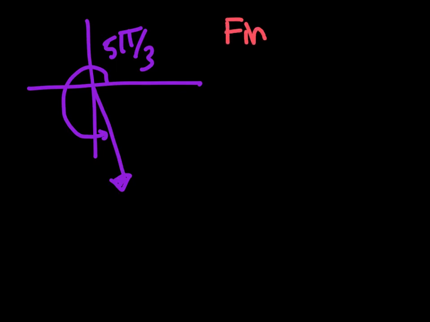So let's do another one. And you'll learn where these angles are in another class. So right now, this angle here, we're going to call 5 pi over 3. So I want to find a positive and a negative coterminal angle.